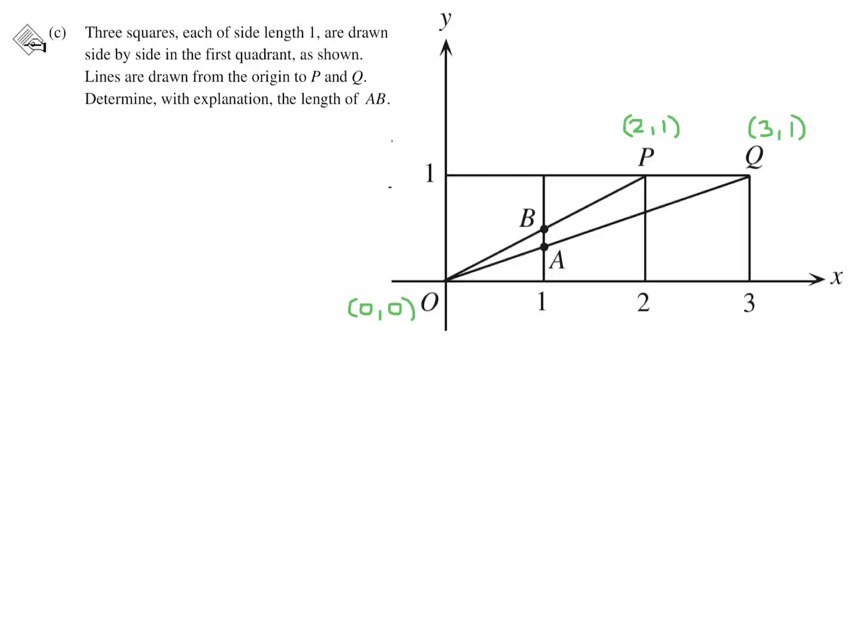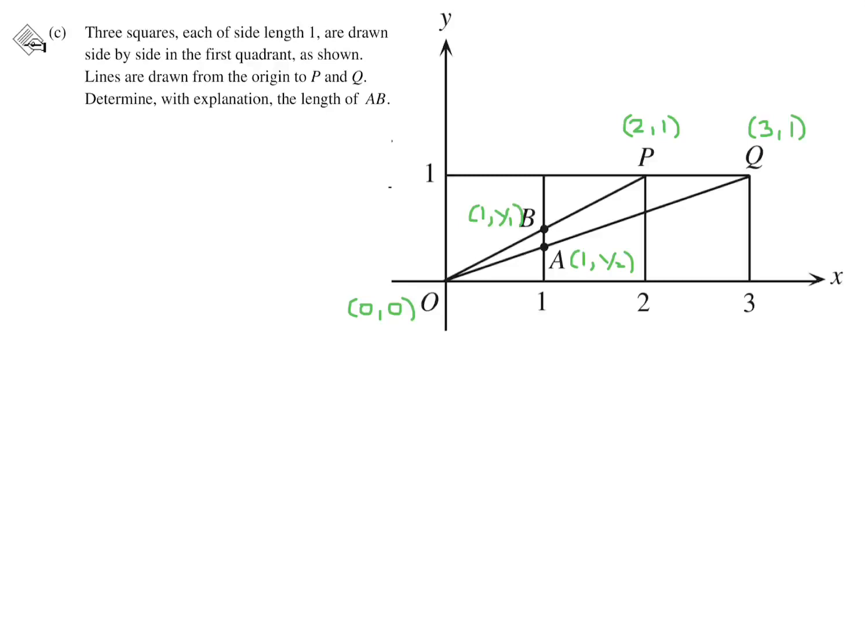And everything else they've already labeled. B, we don't know the coordinates, but I do know the x-coordinate. The x-coordinate is 1, so it's 1 and some value of y. We'll call it y1. And A, in a very similar way, we know the x-coordinate is 1, but the y-coordinate, I don't know, it's y2. So as long as I'm able to figure out y1 and y2, I can then figure out their distance, because that would just be the distance on the y-axis.